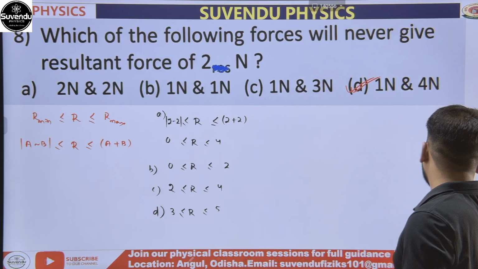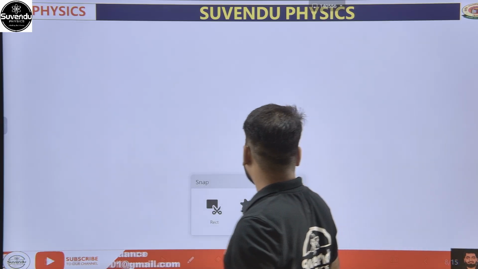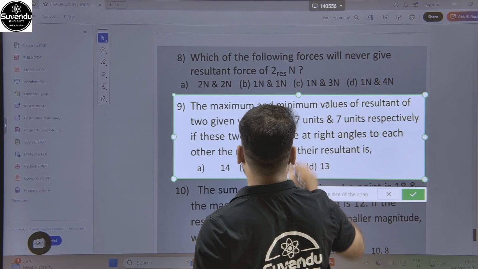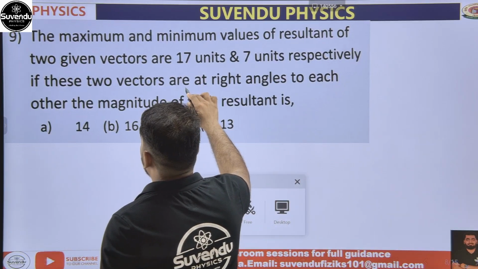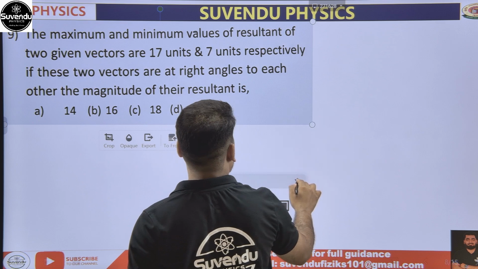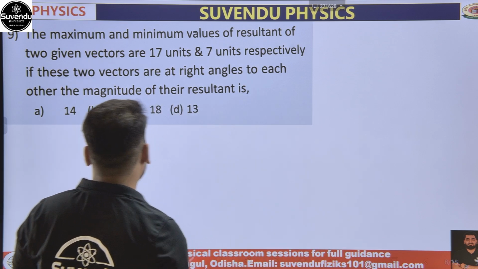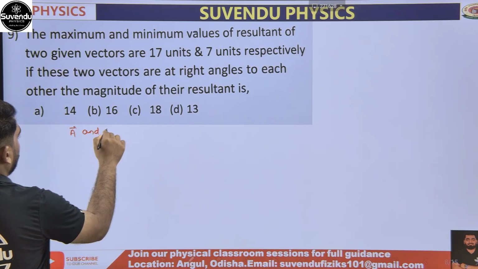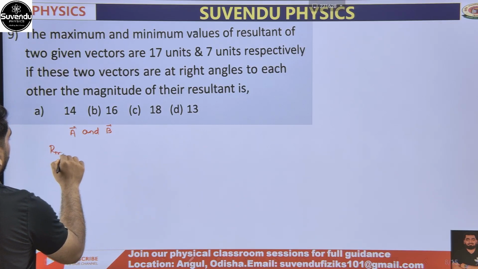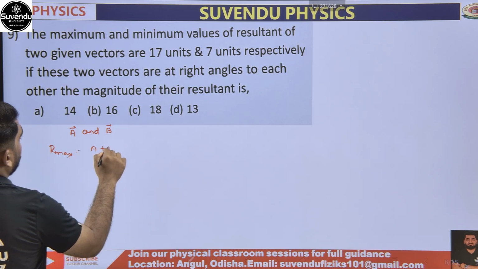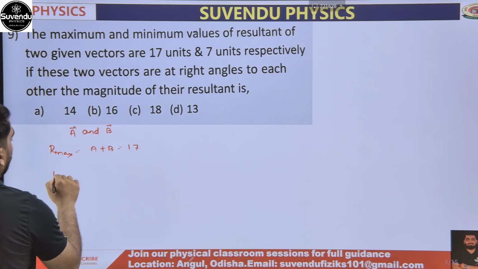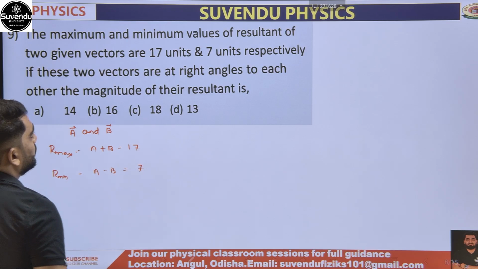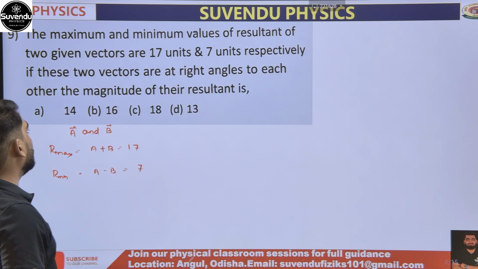I think this question is fully clear. Next, come to our next question. The maximum and minimum value of the resultant of two given vectors. Let the two given vectors be A vector and B vector. R max, that is A plus B, is given as 17. R minimum, that is A difference B or A minus B, is given as 7. If these two vectors are at right angles to each other, find the magnitude of the resultant.